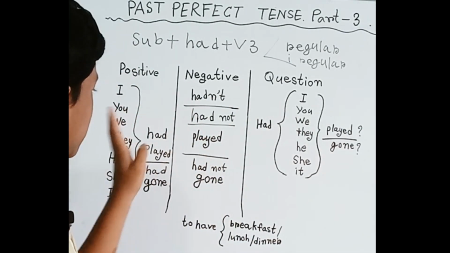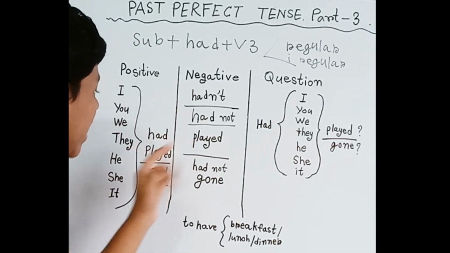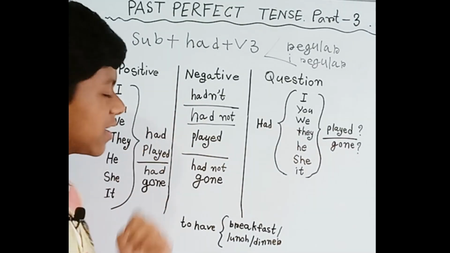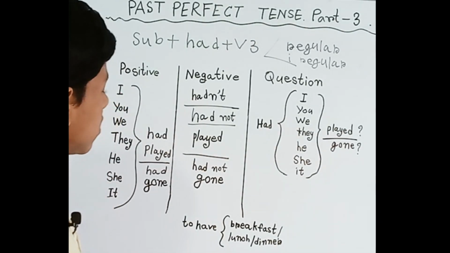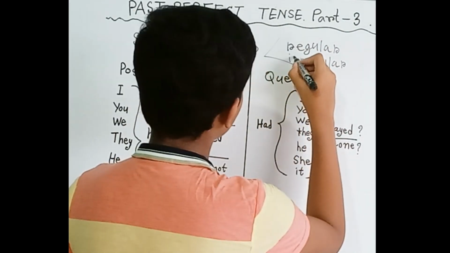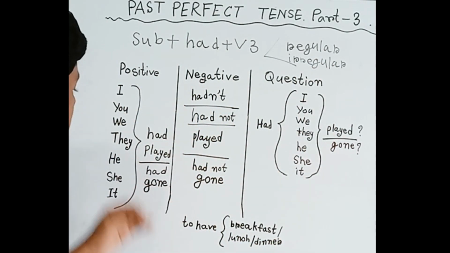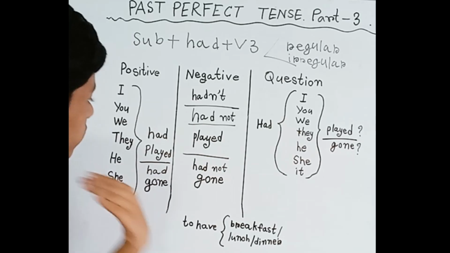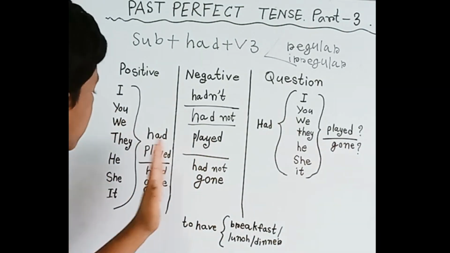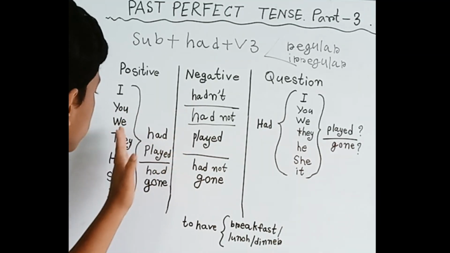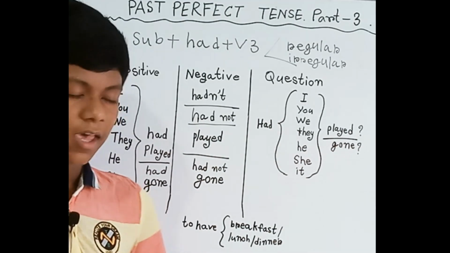I hadn't played, you hadn't played, we hadn't played, they hadn't played, he hadn't played, she hadn't played, it hadn't played. Have you got it? Sometimes I do it wrong, maybe. Yes, now it's correct. Same with irregular ones: I hadn't gone, you hadn't gone, they hadn't gone, he hadn't gone, she hadn't gone, it hadn't gone.